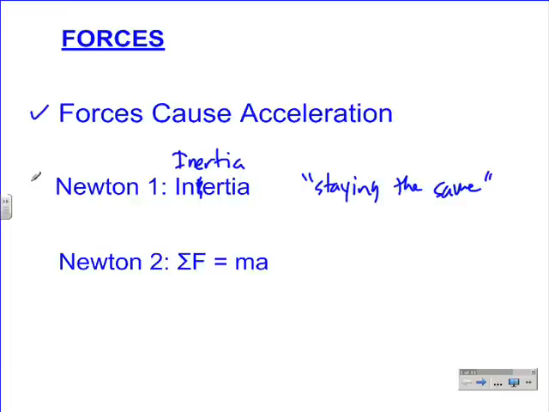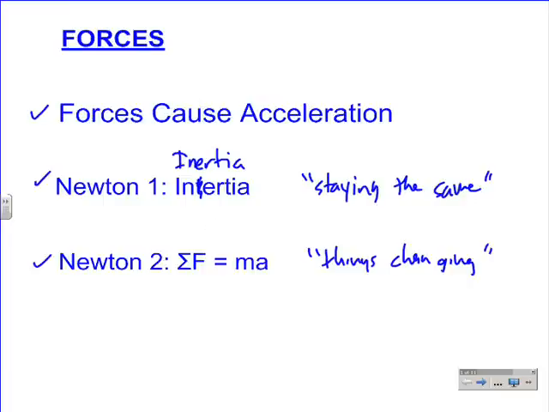The third idea is this idea of Newton's second law, F equals ma, and this deals with things changing. Now if we have a net force, sigma F, and we want to find out exactly how much that motion is changing, a, we can do that through the relationship between net force, mass, and acceleration. These are our three big ideas.